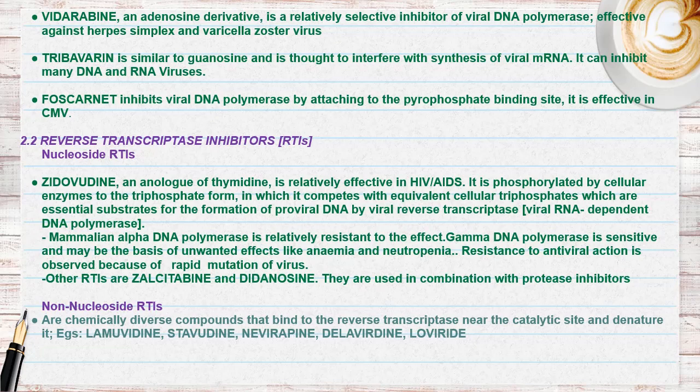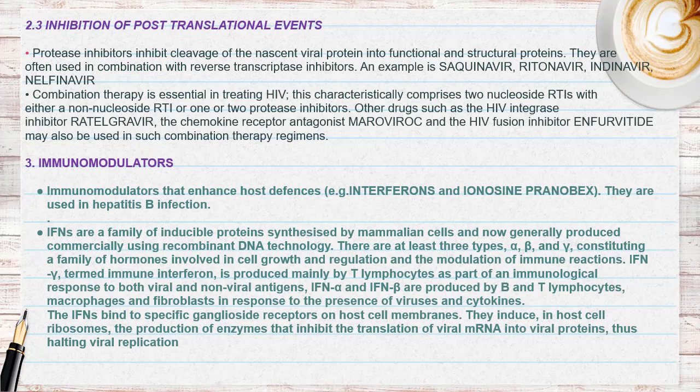So far we have seen drugs acting on enzymes, but here the drug is directly acting on the reverse transcriptase enzyme, and they do not come under the category of nucleoside RTIs. Well, the third subclass of drugs coming under inhibition of transcription of the viral genome is the inhibition of post-translational events. These are the events which take place after the translation of mRNA into proteins has occurred, and involve the enzyme protease.